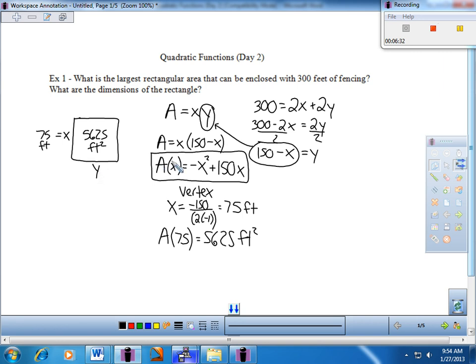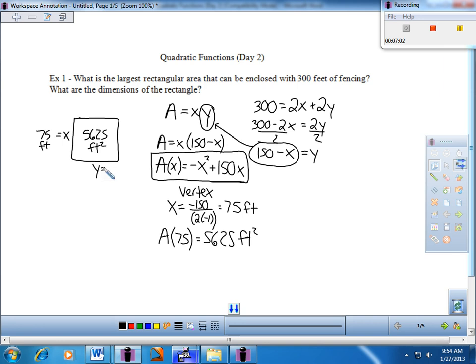It's area in terms of x. X is the input. Area is the output. And that's what we get right here. So I don't actually have y just yet. Okay, but I do have the maximum area. It says what is the largest rectangular area enclosed. I have it. The only thing I need is the other dimension.